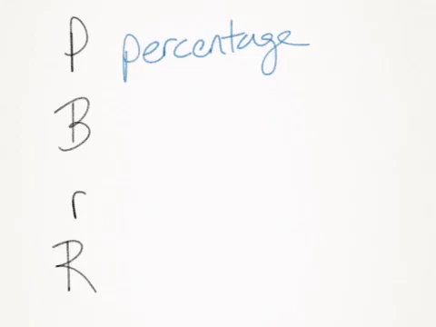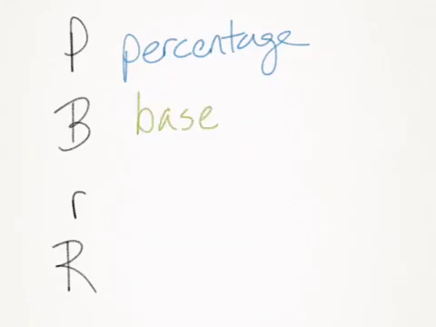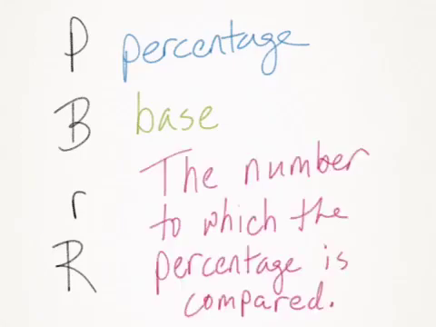For percent proportion, there are three different variables that you need to keep in mind. The first term is percentage. Now, don't get this confused with percent. It's not the same thing. Percentage is going to be a number that is compared to another number, and we're going to compare that number to the big B, which is base. Base is the number to which the percentage is compared, and this will make sense in just a few minutes.